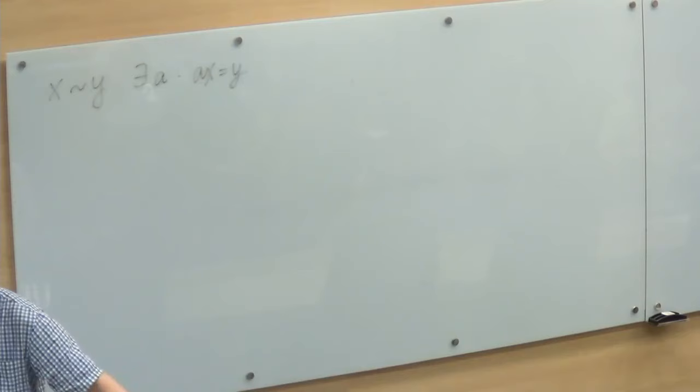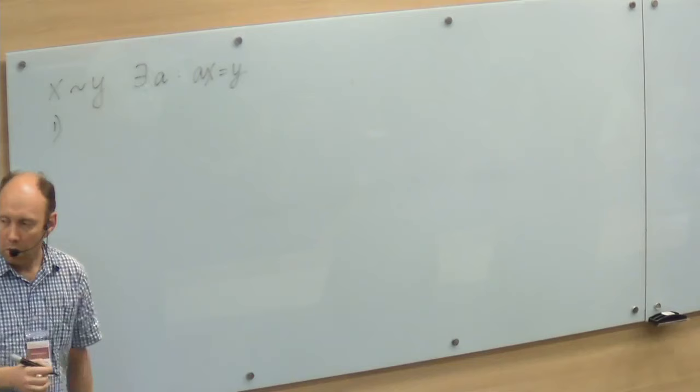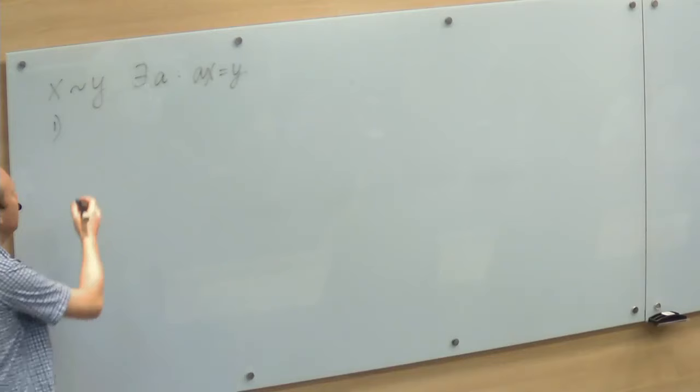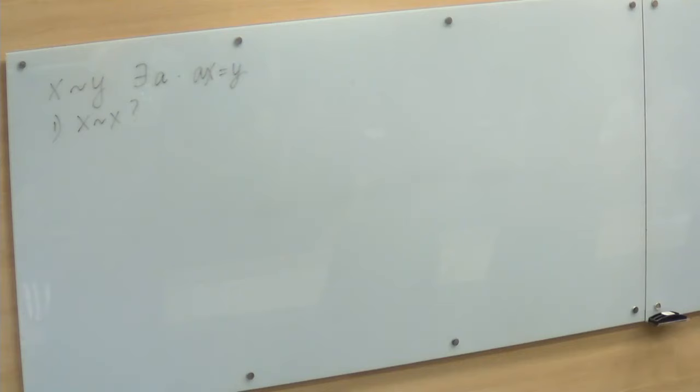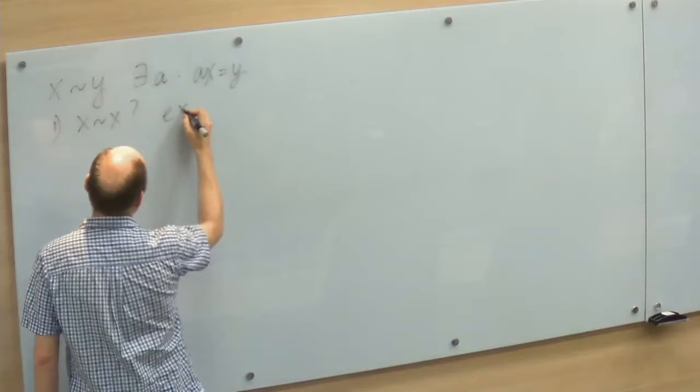Let's see that this is an equivalence. Reflexivity. Why is it reflexive? Why is X equal to X? Yes, because we have the do-nothing action. We always have this neutral action, so E applied to X is X again.